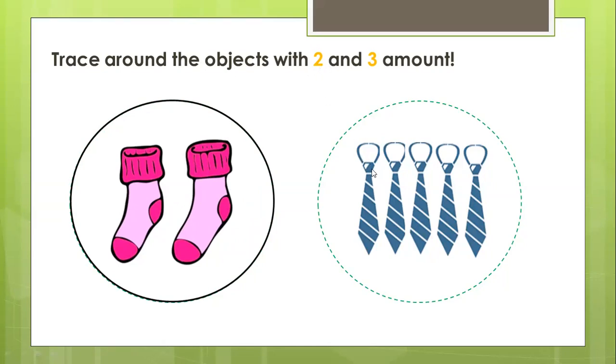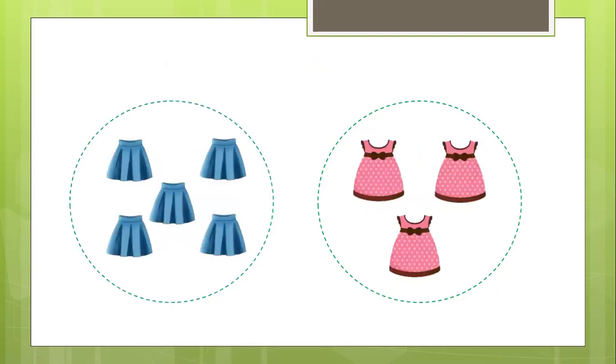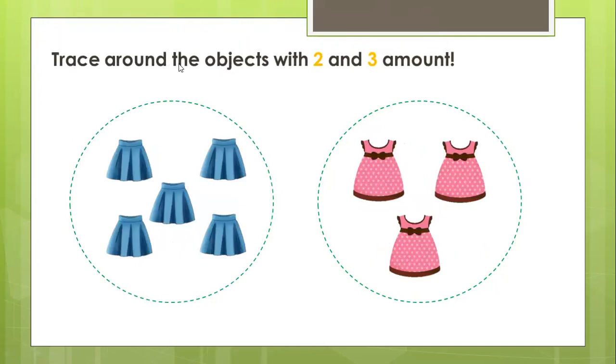How about this one? Can we trace? We count first, 2 or 3? 1, 2, 3, 4, 5. Oh, it's over the numbers. The numbers show only 2 and 3, but we have 5. So can we trace on it? No, we cannot trace around it. Let's move on. It's a trace around the objects with 2 and 3 amounts.